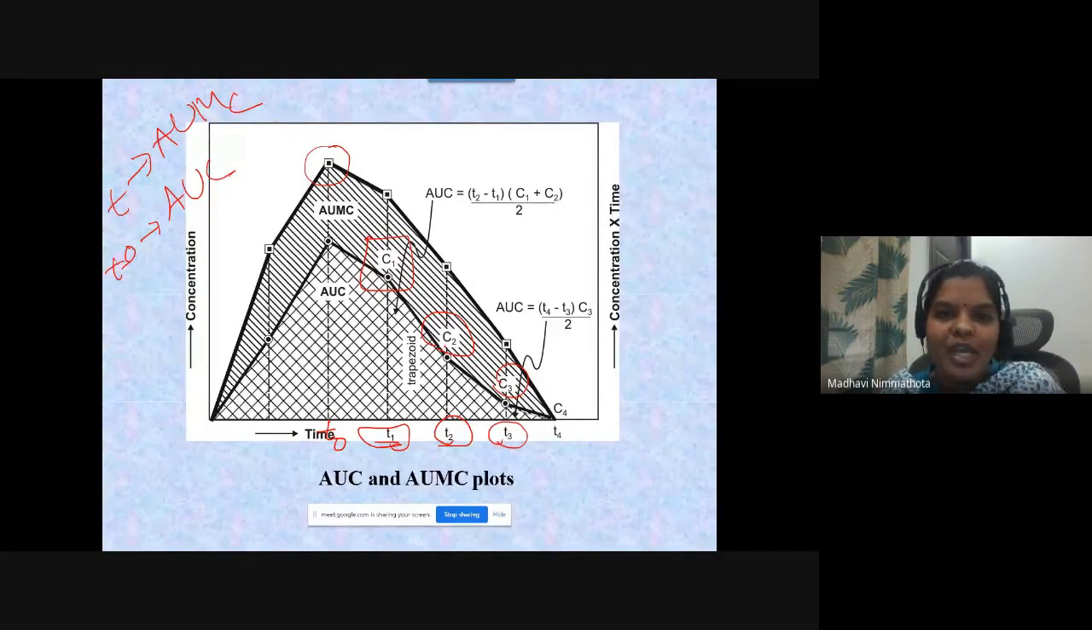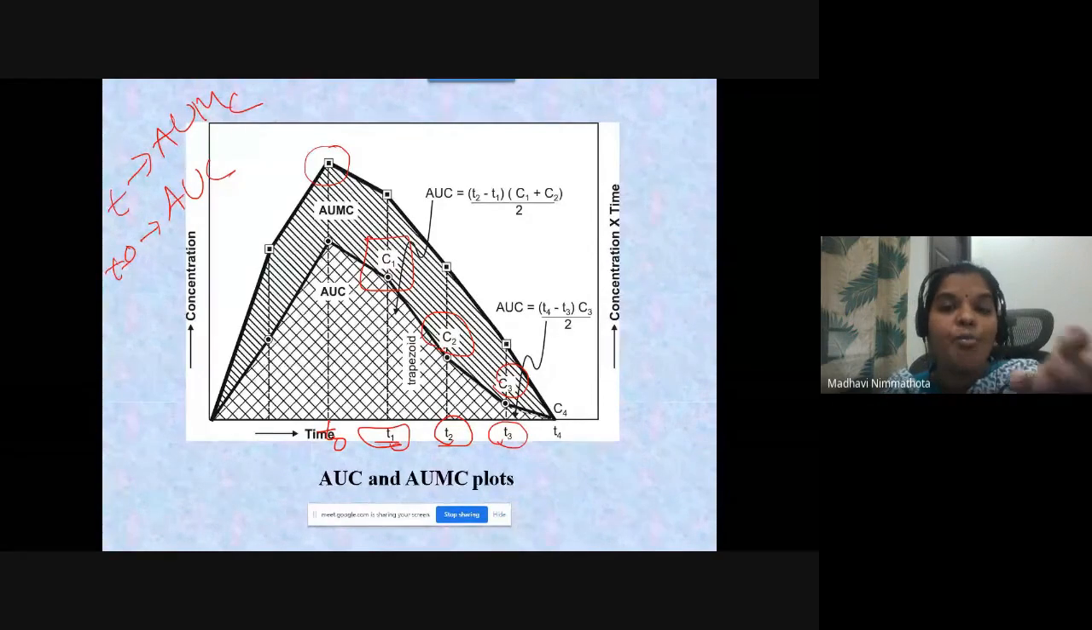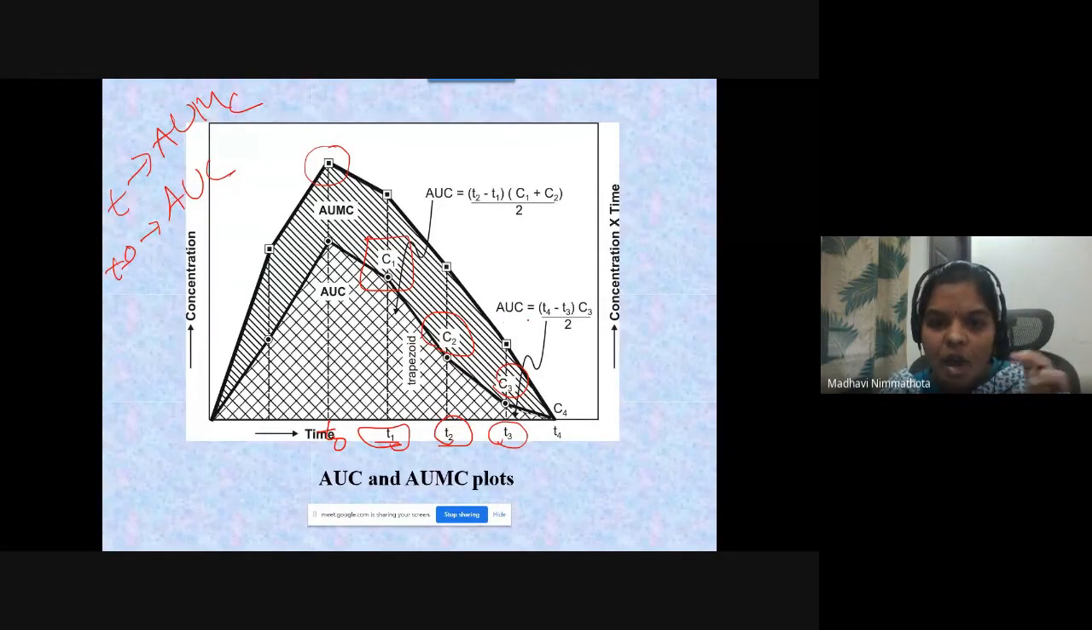That's why here you are taking mean values of the time. Okay, so see here how you can calculate this AUC, and AUC is T2 minus T1.